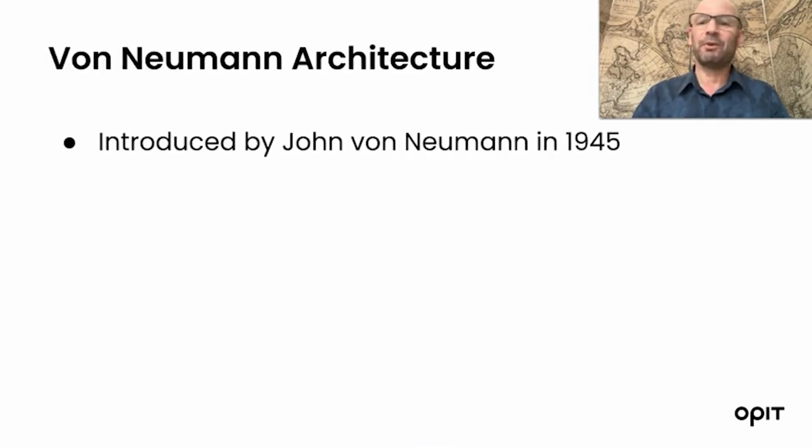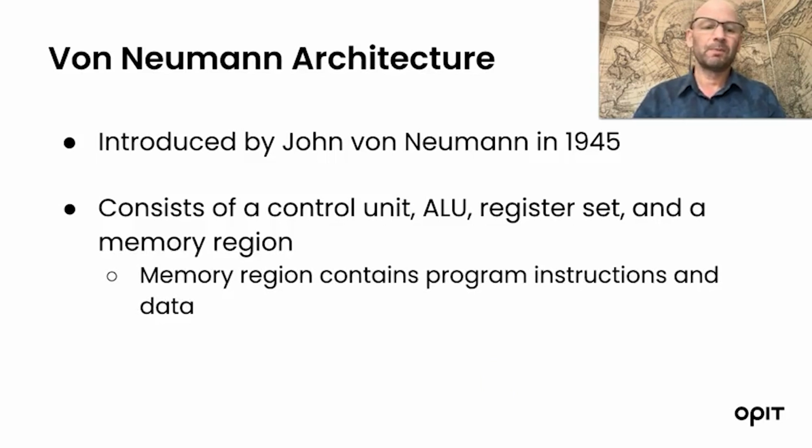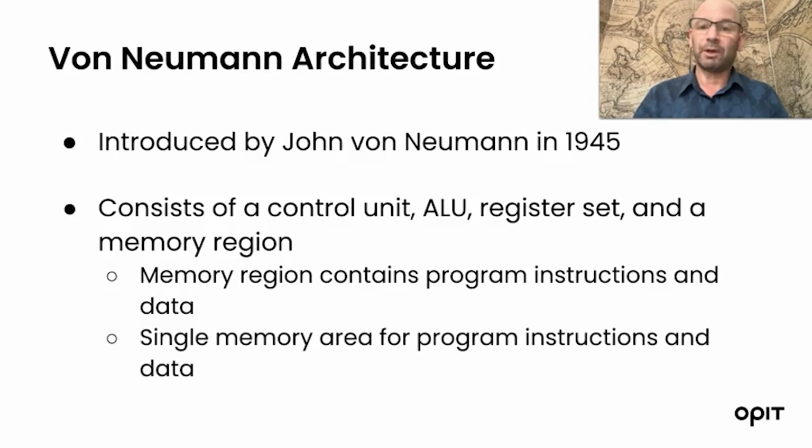First off, the von Neumann. So it's been around for quite a long time. It was introduced by a fellow, John von Neumann, in 1945, so before I was born. And it consists of a control unit, the ALU, or arithmetic logic unit, a register set, and then also a region for memory. And then, of course, the ability to interact with input-output devices. So the memory region contains program instructions and also the data. And it has a single memory area for program instructions and for the data. So it's only one memory location.